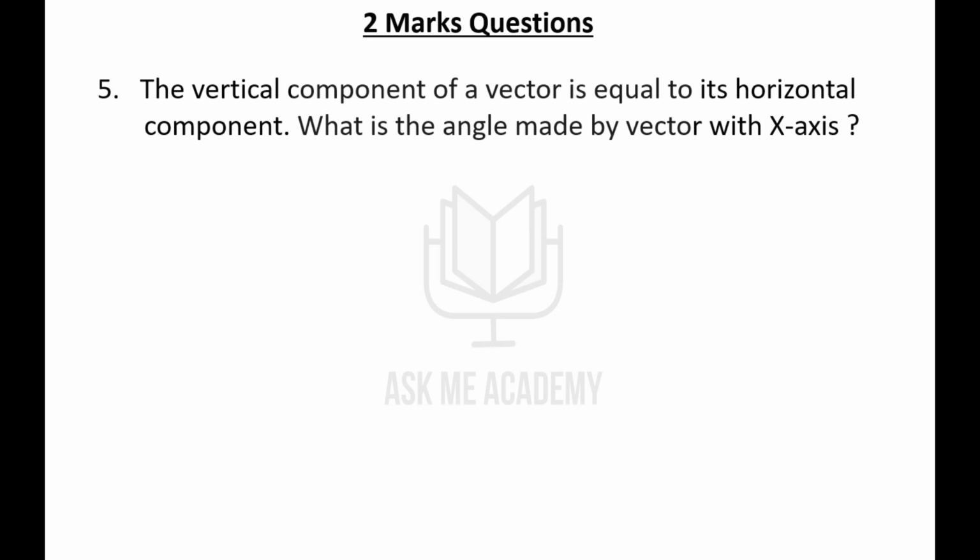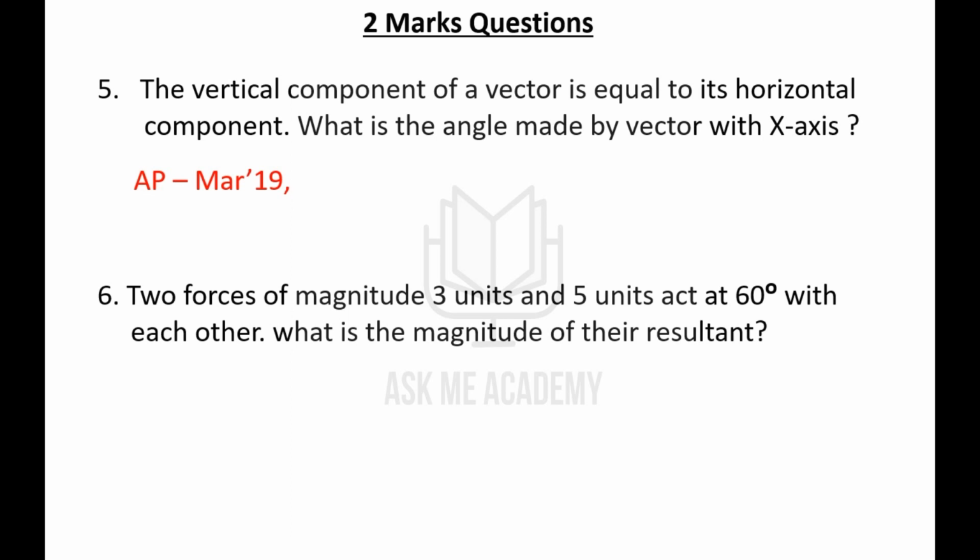The next question is, the vertical component of a vector is equal to its horizontal component. What is the angle made by the vector with x-axis? This was asked once in AP. The next question is, 2 forces of magnitude 3 units and 5 units act at 60 degrees with each other. What is the magnitude of their resultant? This was asked 1 time in AP.